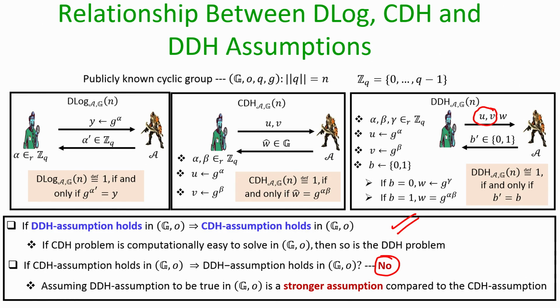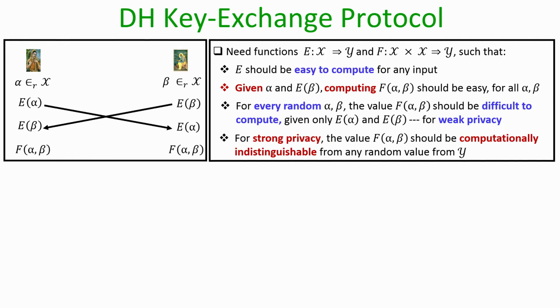That means if we consider these three assumptions, the discrete log assumption is the mildest assumption, because difficulty wise solving the discrete log problem is the hardest problem, whereas the DDH assumption is the strongest assumption, because difficulty wise solving the DDH problem might be computationally less expensive compared to solving the CDH problem, compared to solving the discrete log problem. So, now we have the three assumptions, the discrete log assumption, the CDH assumption and the DDH assumption.